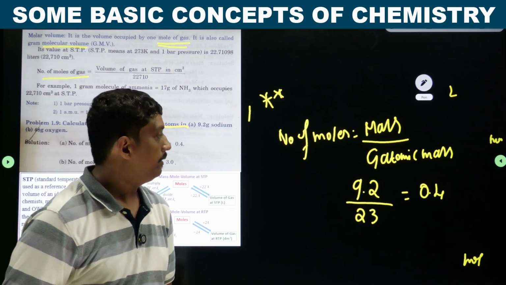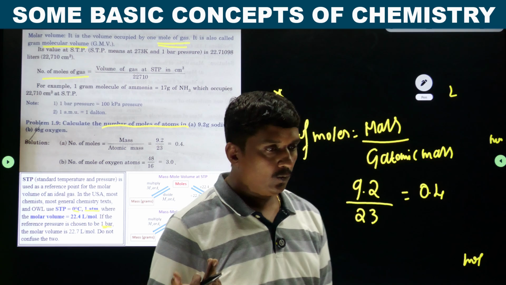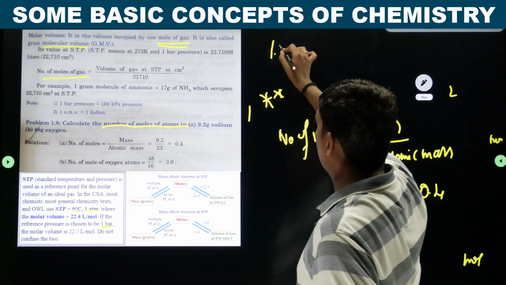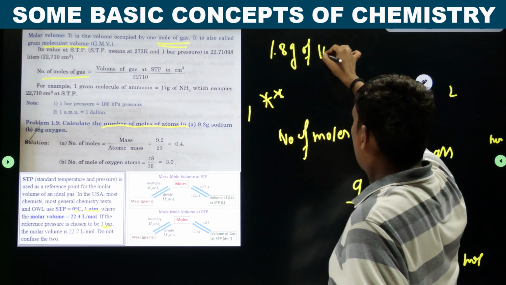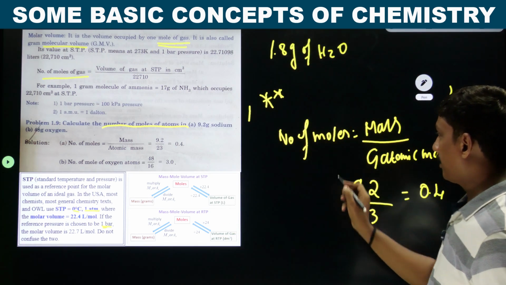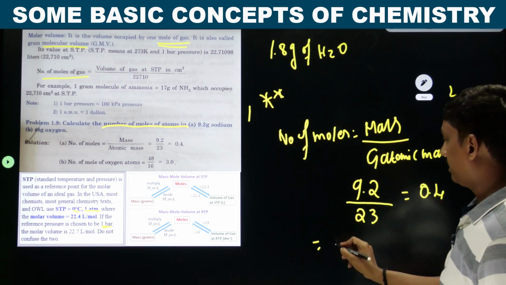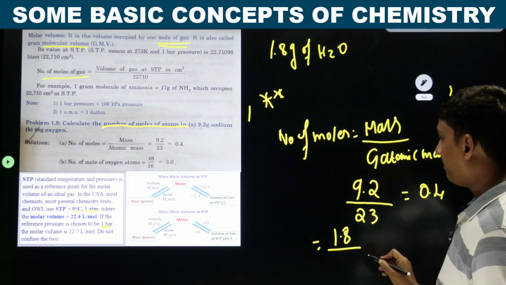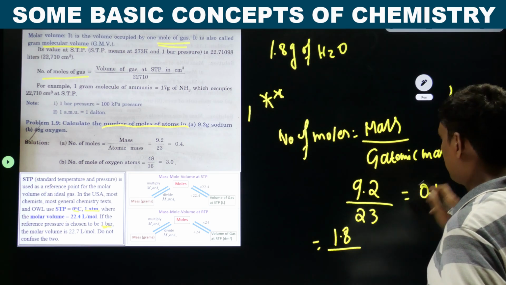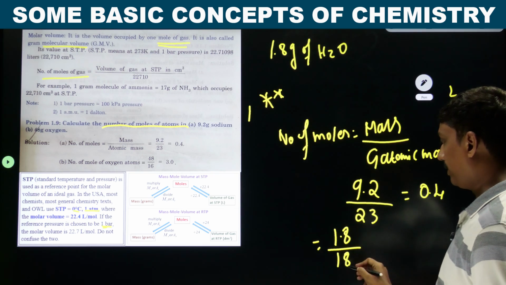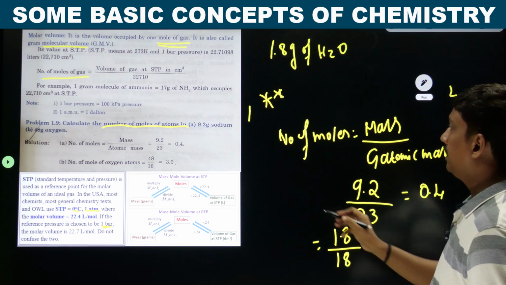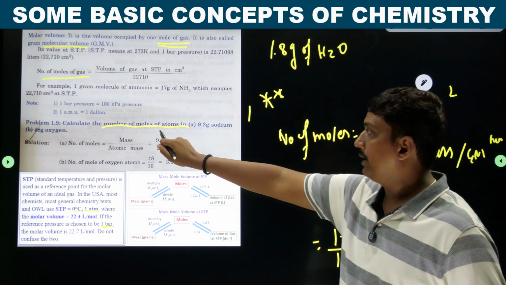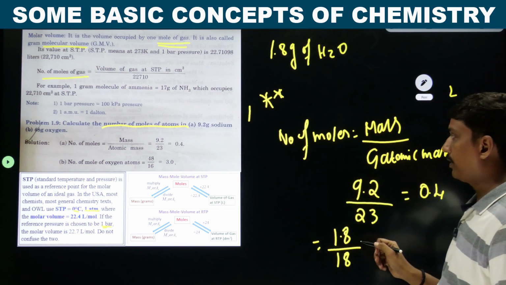In the same way, 1.8 grams of water. How many moles? Simple. Number of moles: mass of water is 1.8. Next, being it's a molecule, divide by gram molecular mass. Gram molecular mass of water is 18. 1.8 divided by 18 gives number of moles. So this is how we can calculate number of moles.